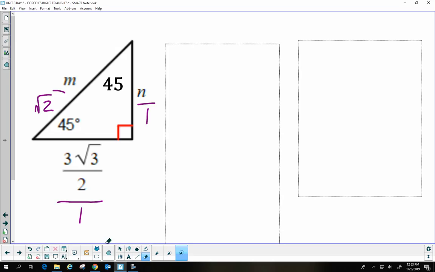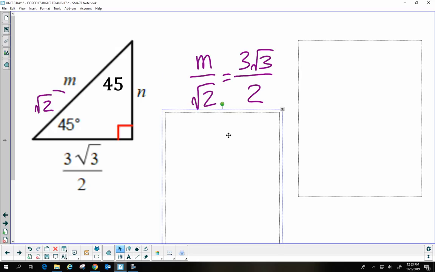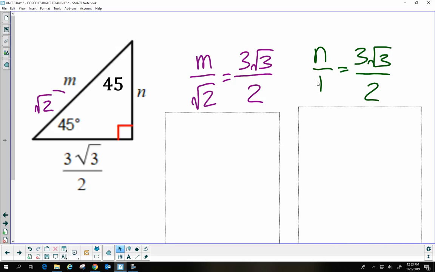At this point, the dividing by 1 becomes just extra work, kind of. It's good to show it here, but we should figure out that when you divide something by 1, that divided by 1 goes away. And so we can end up writing m over root 2 equals 3 root 3 over 2. So that divided by 1, that makes this look very complicated, can just go away. And then n over 1, we don't really even need the over 1 anymore. So straight away we know that n is the same as this other leg. The two legs should be the same.